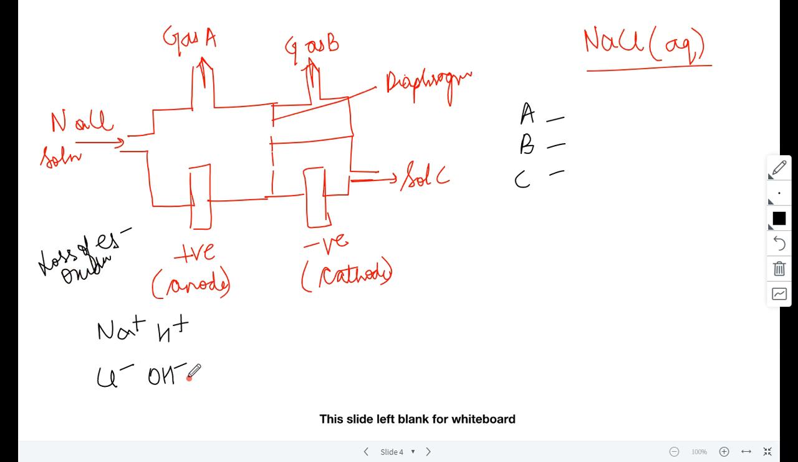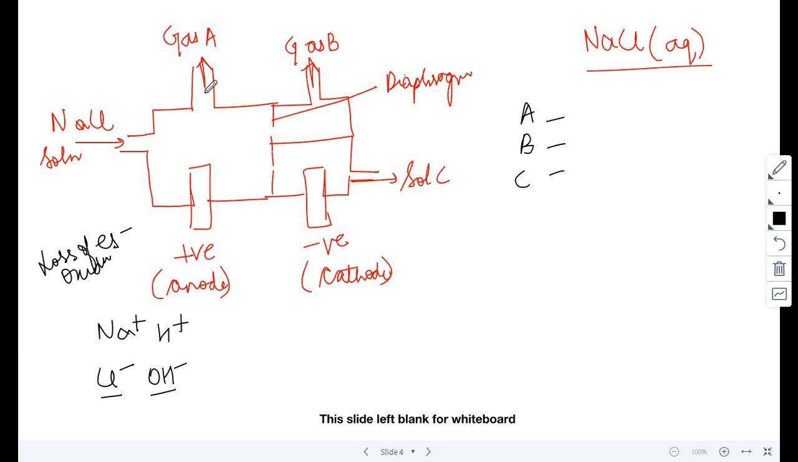So now what is happening? We have these two ions. That means the negative will go towards here and the positive will go this side, right? Cl minus is a halide. So now what is happening when halide ions and OH are present? Which one will be discharged?